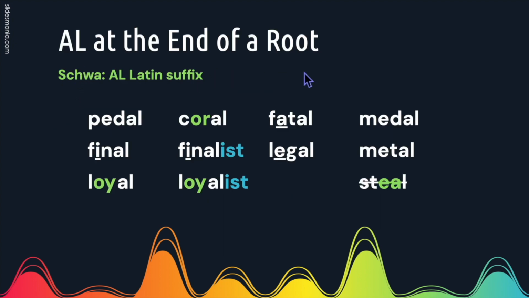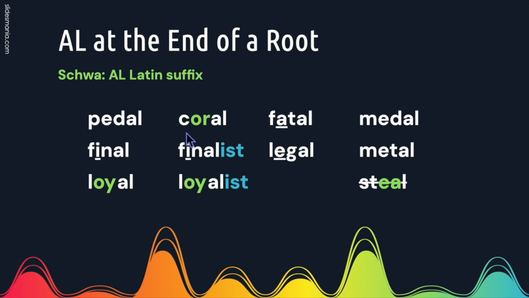If you have AL at the end of a root word with more than one syllable, the AL will usually schwa because it's part of a Latin suffix. So the schwa sound is usually a muffled uh, but sometimes an I sound. So this word is not going to be pe-dal, because that's hard to say. So we say it pedal.